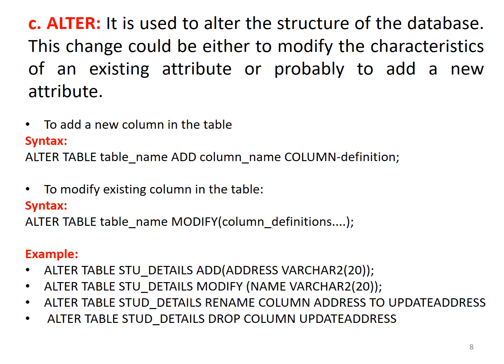The following four examples: the first one is used to add a new address column, and the data type is varchar. The second one is to modify the data type which is already defined in the name attribute. The third one is to rename the column name. The column name is address, and now we want to change that address to update address. Then the fourth one is to remove that column, whose name is update address. So this is the way we can modify the structure of the database.